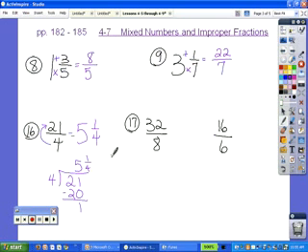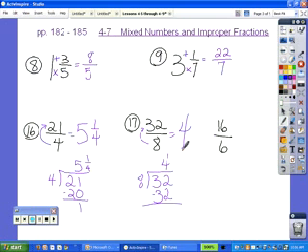For number 17, once again we divide the denominator into the numerator. 8 goes into 32 4 times. And since there's no remainder on this one, our answer is a whole number, 4.